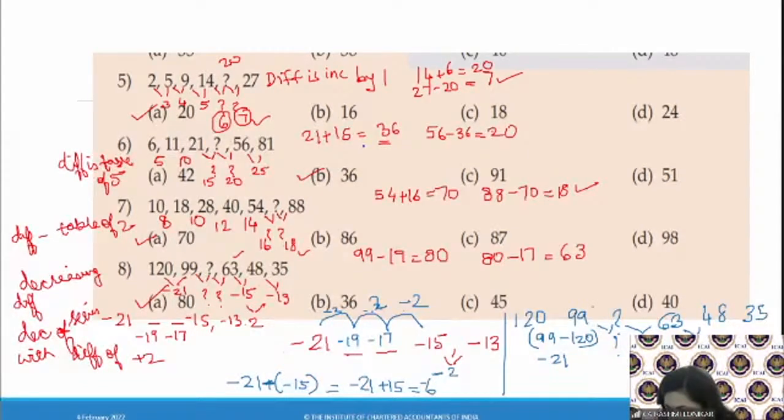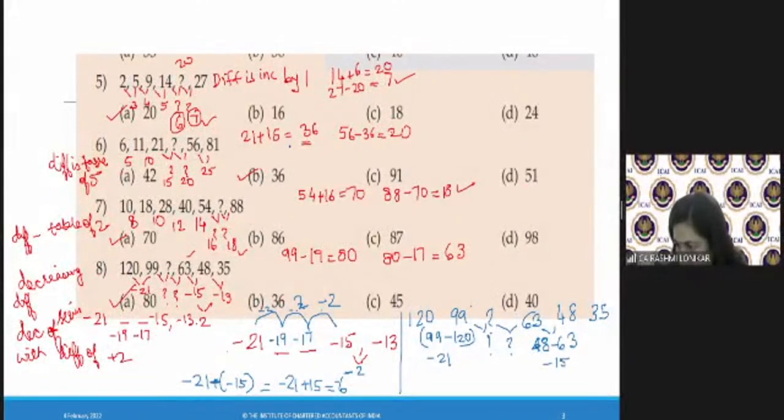48 minus 63. What is the difference? 63 minus 15, right? This is minus 15. And then what is 35 minus 48? This is minus 13. So here I come to know, but from here also I don't know, because this difference and this difference, where there is question mark, I don't know.